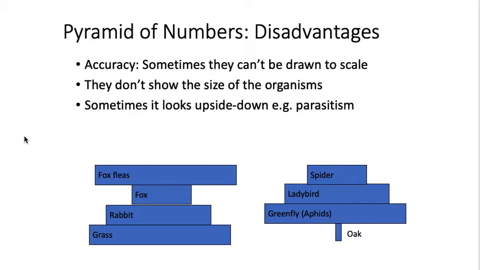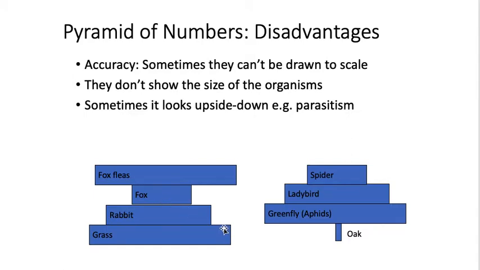And sometimes you can actually get a pyramid of numbers that doesn't look like a pyramid. Typical examples would be, first of all, if you have a parasitic food chain. So if you look at a parasitic food chain here, we have the grass going to the rabbit, going to the fox, but we also take into account the fox fleas. So the fox fleas are parasites living on the fox, and we would have had our nice little pyramid shape until we get to the fox fleas. Of course, there can be loads of fox fleas living on just one fox even. So that destroys the shape of our pyramid of numbers.